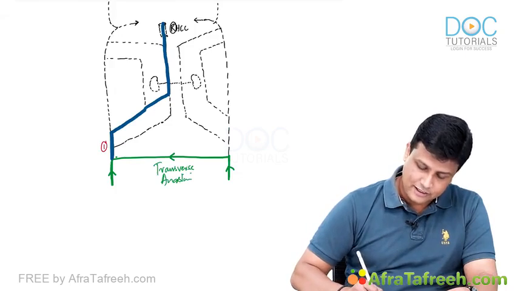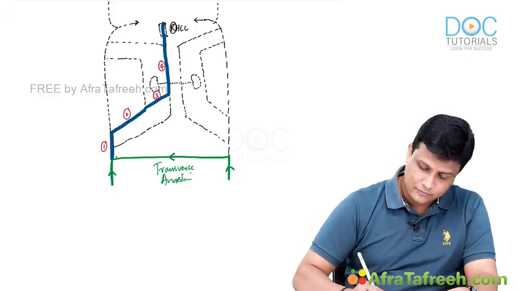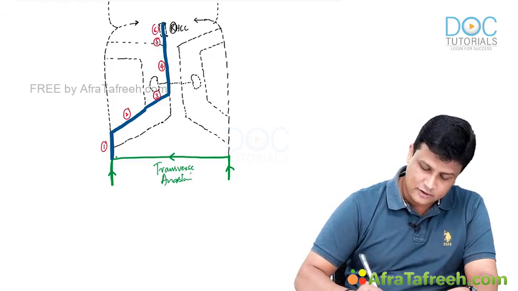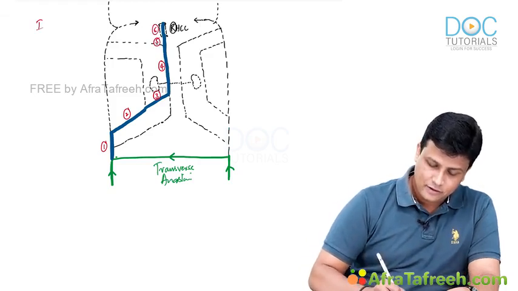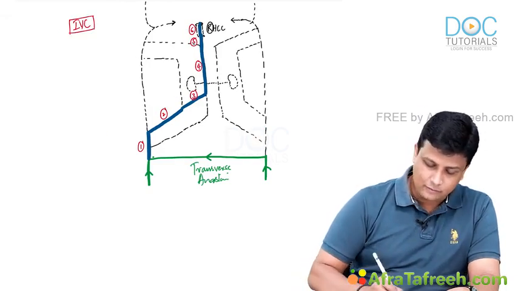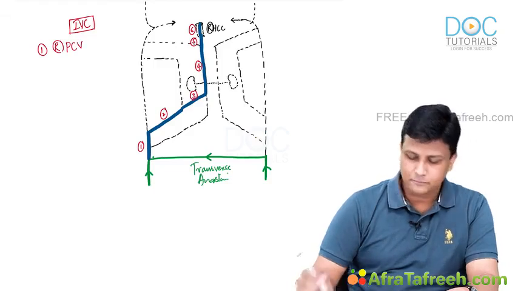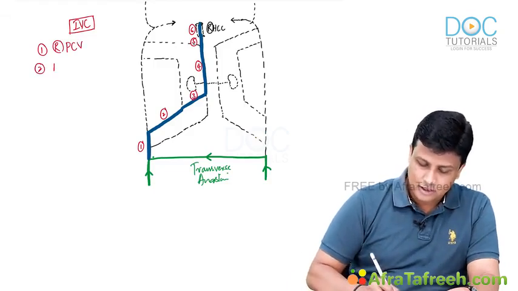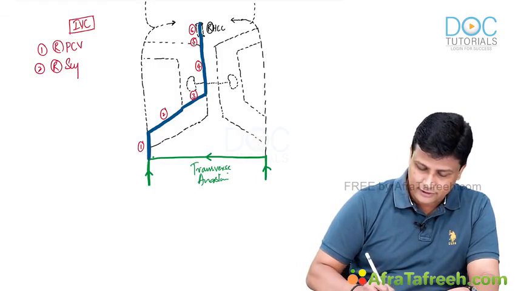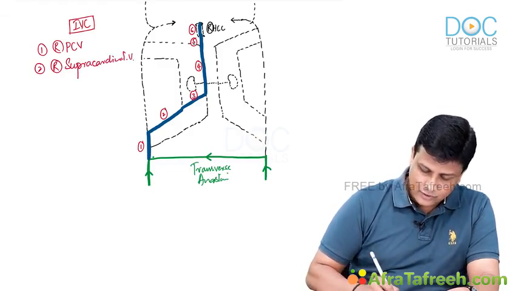So let us do the same thing again. Let's follow the same pattern again. Write down the numbers over here. And then along with me start writing the notes right now. Inferior vena cava is formed by, what is that number one there? That is a right posterior cardinal vein. What is that number two there? That is a right supracardinal vein.